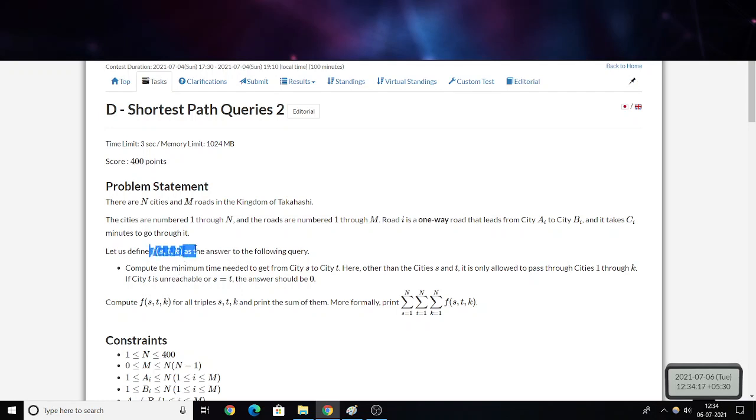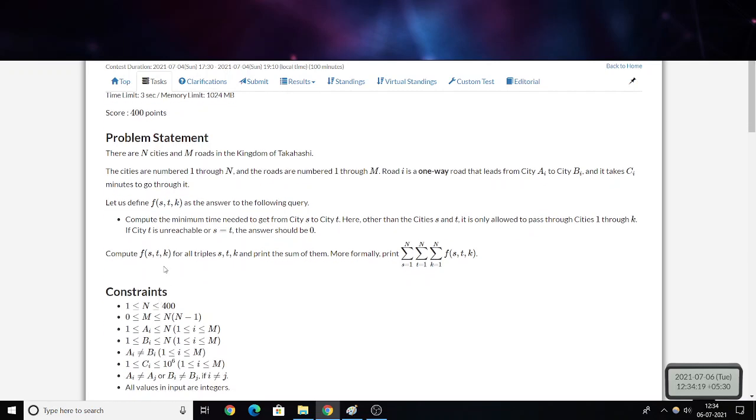We have to find out this function for all possible pairs and then sum them up, and that's our answer. So there is a cool way to think about this problem, and an important thing is n is up to 400, so an O(n cubed) solution would be fine.